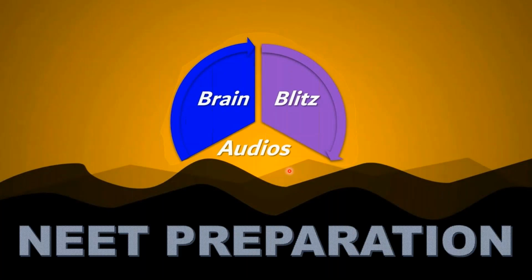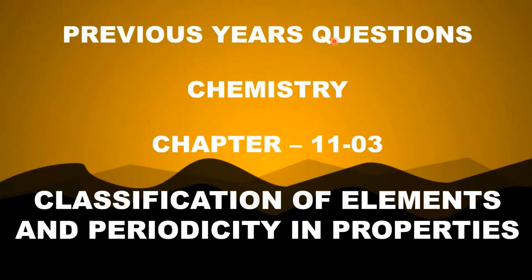Today we're going to be looking at NEET preparation, and this series deals with previous year questions of medical entrance examinations in India. Today we'll be looking at the chapter Classification of Elements and Periodicity in Properties. This is the third chapter in the grade 11 syllabus of chemistry in CBSE.